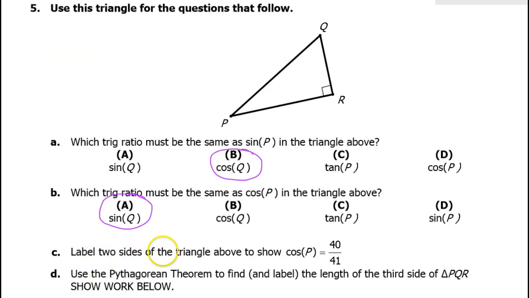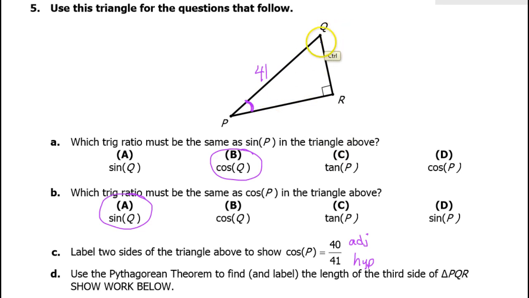Part C, label two sides of the triangle above to show cosine of P equal to 40 over 41. So they're mentioning angle P. That means everything I say is going to have to be from the perspective of angle P. So focus on angle P. Now we know that the definition of cosine is adjacent over hypotenuse. So the hypotenuse needs to be 41. This is the hypotenuse, across from the 90-degree angle. And the 40 needs to be the adjacent side.